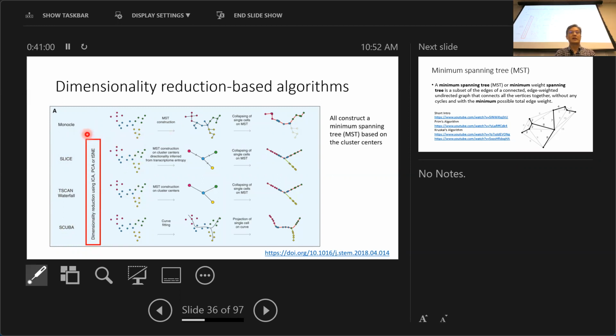Then, depending on the different packages, the authors select, for example, MST construction or curve fitting. Once you have this, you can fit a curve. Here you find these nodes, and then try to link them with a minimum spanning tree. Okay, so different ways. After that, you start to make the link between those cell population cores. Once you have this link, you start to project cells, forcing them to project themselves onto the link.